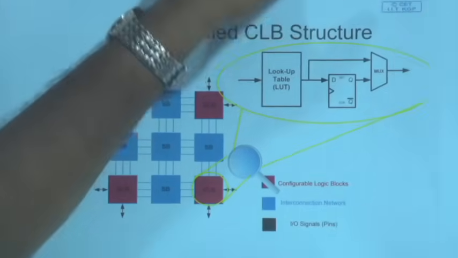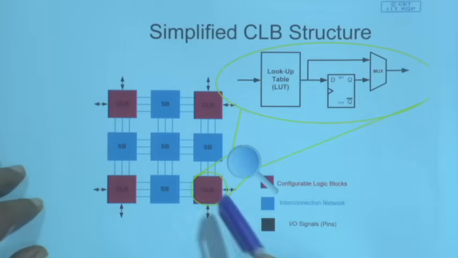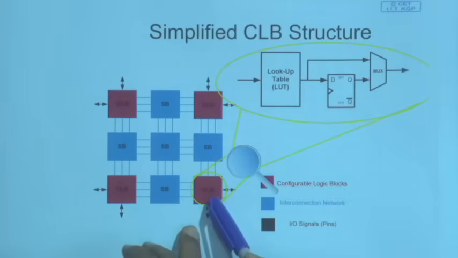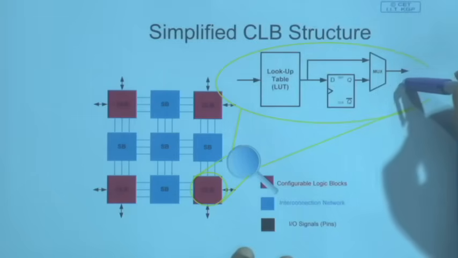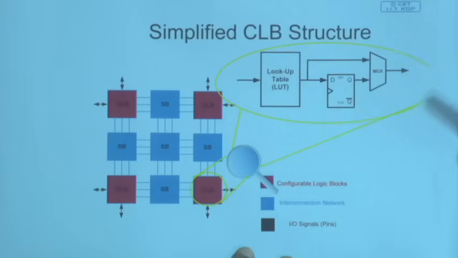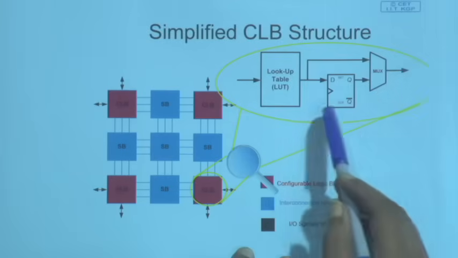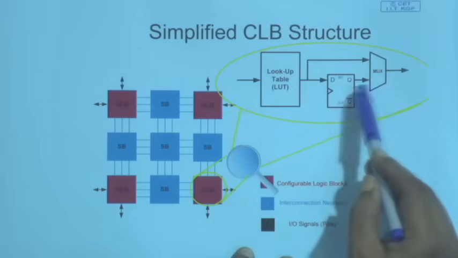Now, what is there within this CLB? If I take one CLB and blow it up, we will find that there is a very simplified CLB, very overtly simplified. Actual the CLBs will be a little more complicated. Now, let us try to understand what is there. We have got a lookup table, which we call LUT, lookup table. and we have got inside a CLB say a D flip flop. Now, and there is a multiplexer.